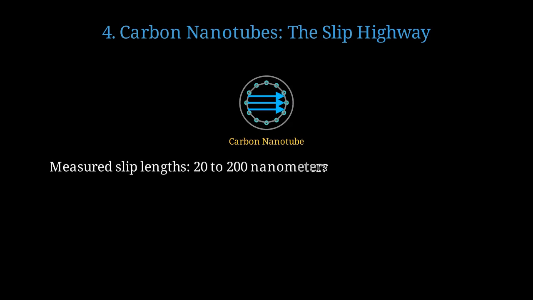Experiments show that water in carbon nanotubes exhibits slip lengths ranging from 20 to 200 nanometers, which is enormous at this scale. A typical value is around 50 nanometers for water in single-walled carbon nanotubes. This slip leads to flow rates that are 100 to 10,000 times faster than classical no-slip theory would predict.